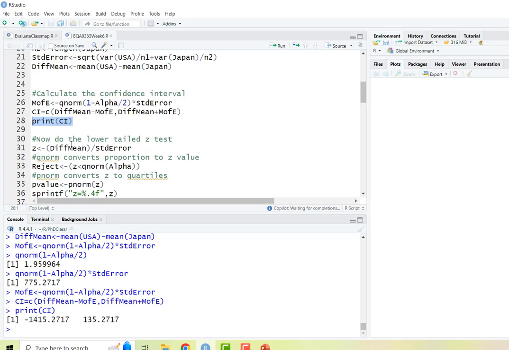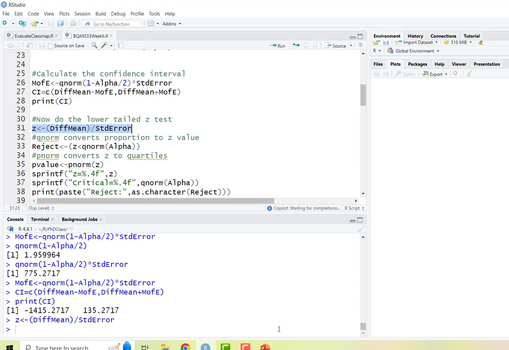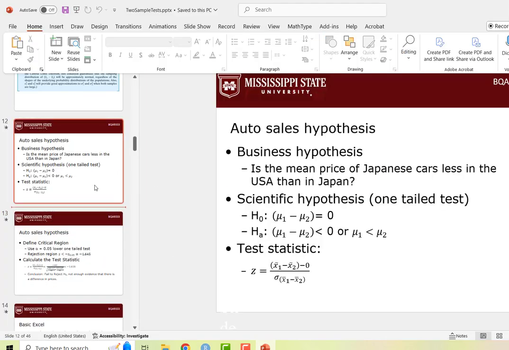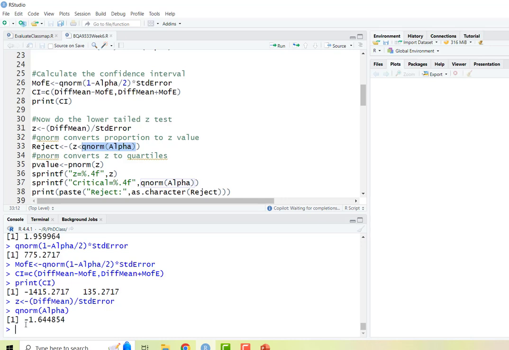Now let's do the actual hypothesis test. So the Z is the difference in the mean divided by the standard error. Now when we did it as a test, we actually did it as a one-tail test. So we were trying to find if US minus Japan is less than 0, i.e. are the manufacturers selling cheaper in the US than in Japan? So we're just really looking at the left here. So qnorm minus 1.65 for alpha equals 0.05. So we basically reject if Z is less than minus 1.645.